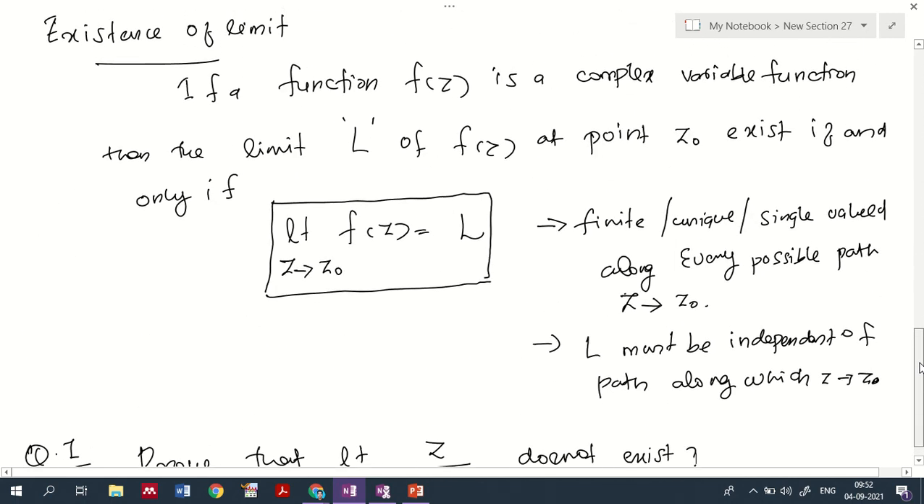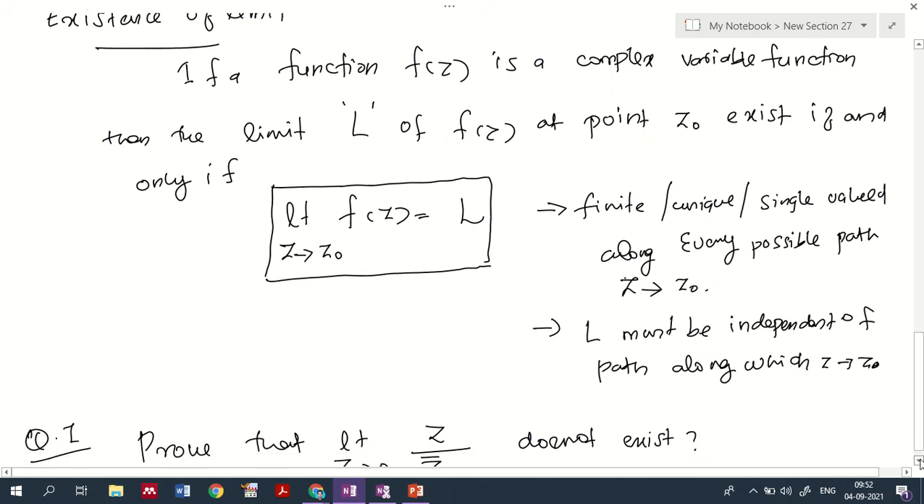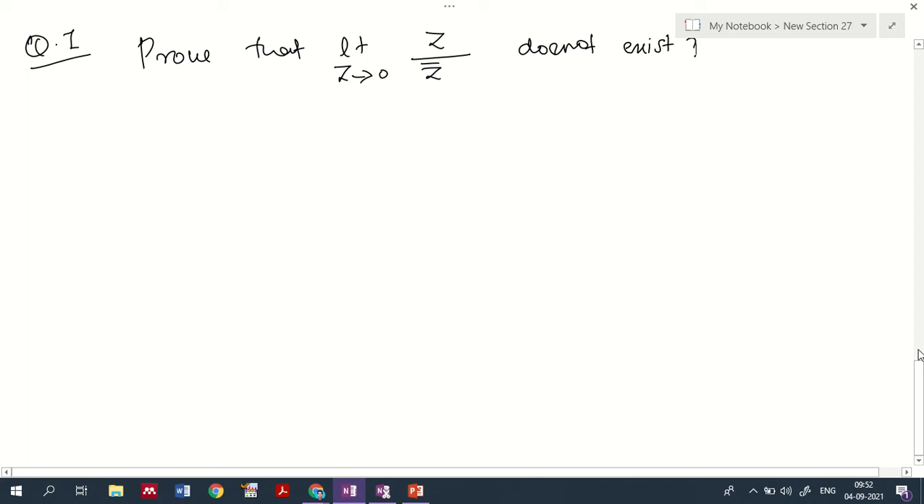The existence of a limit is verified as follows: if f of z is a complex variable function, then the limit L of f of z at point z0 exists if and only if the limit z tends to z0 of f of z is equal to L. It should be finite, unique and single valued along every possible path z tends to z0. That means L must be independent of the path along which z travels to z0. So we will come back to this problem. How do we do it? Let me introduce this.